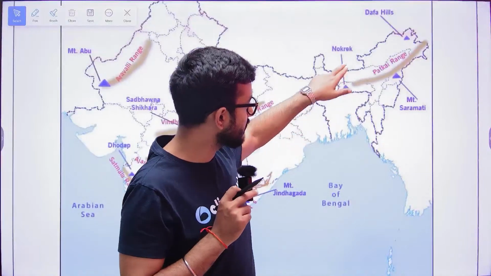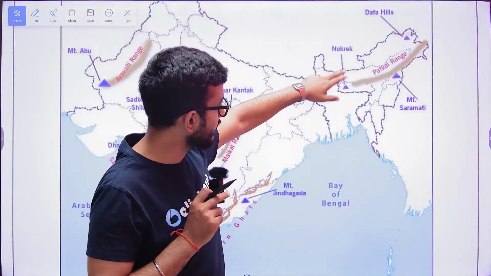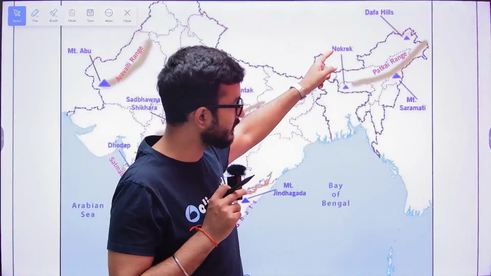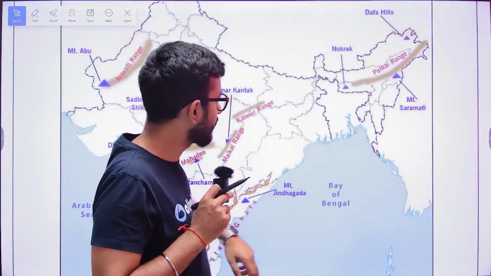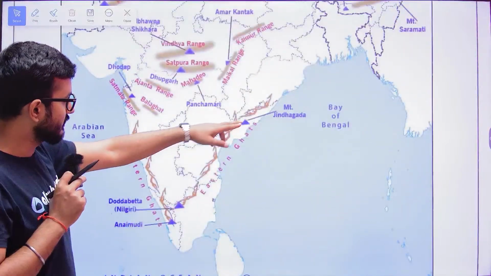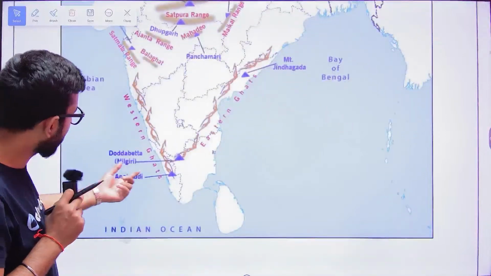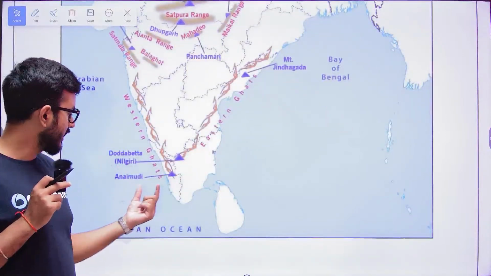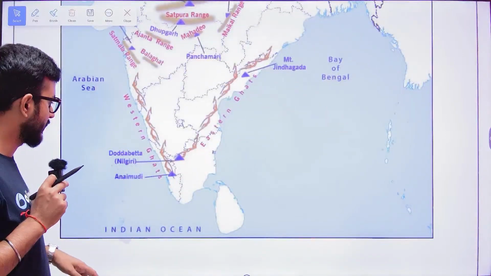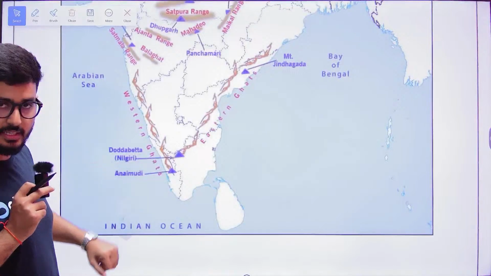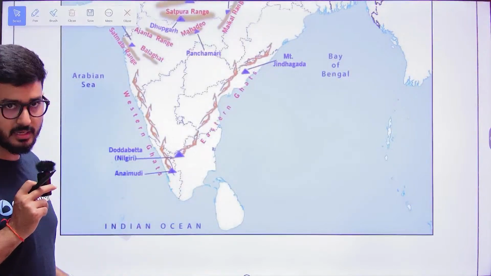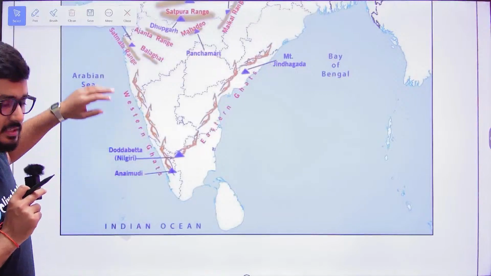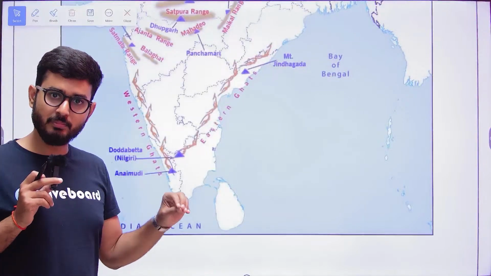From the Garo, Khasi and Jaintia hills, there is Nokrek in the area of Meghalaya. Then Saramati is in the Patkai Bum ranges. Then Jingada. Then Doda Beta is in the Nilgiri, and finally there is Anamudi. Anamudi is in Kerala, and it is a part of the Annamalai Hills. These are the peaks. The examination can ask you to match the peaks with the mountains.